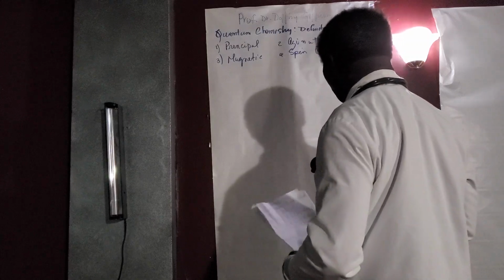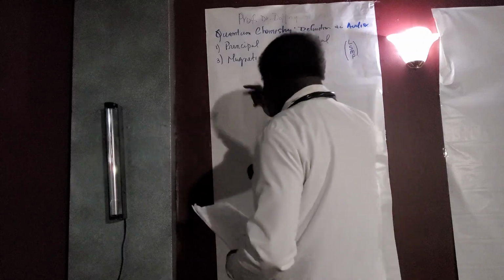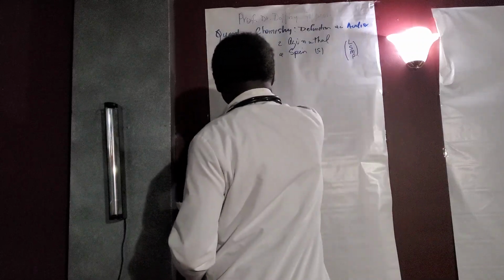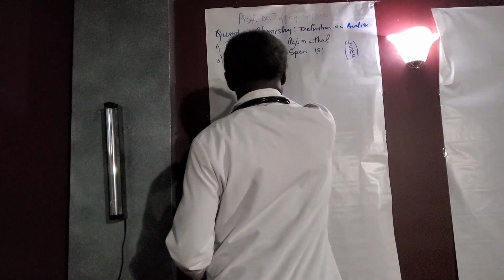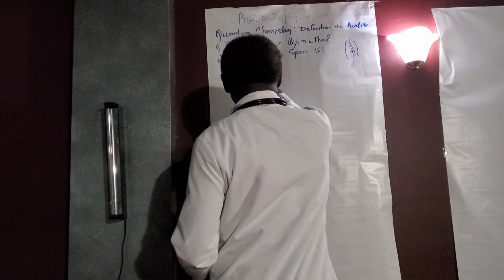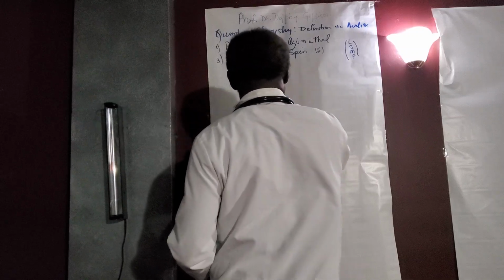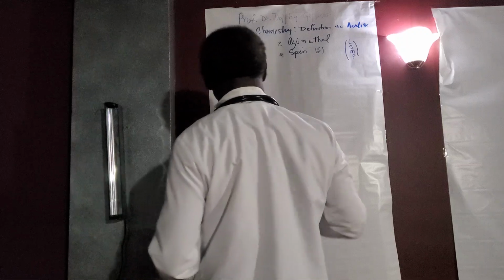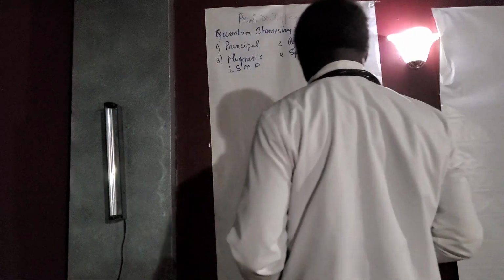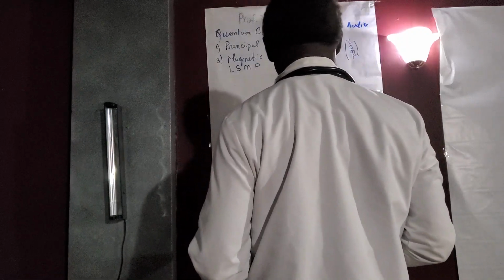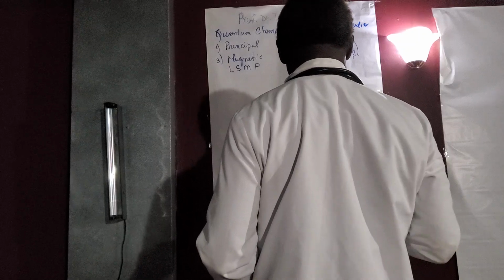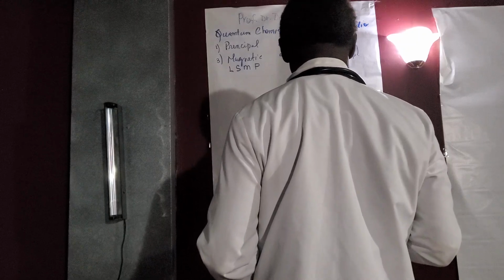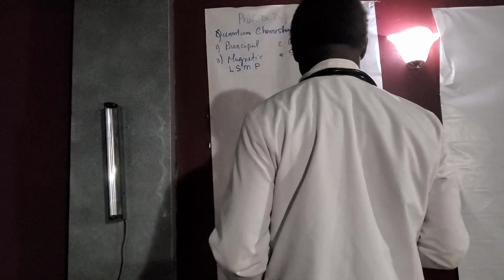If there's any addition, use the four letters here, L, S, spin, M for magnetic, and P for the principal. So the L must be for the azimuthal, M for magnetic, P for principal, S for spin. All right.